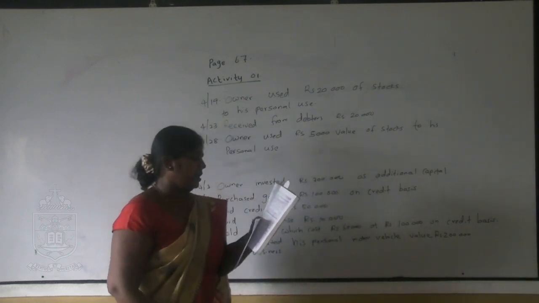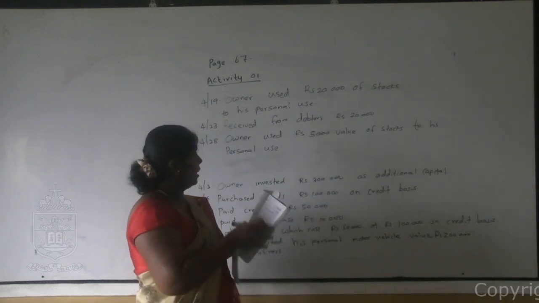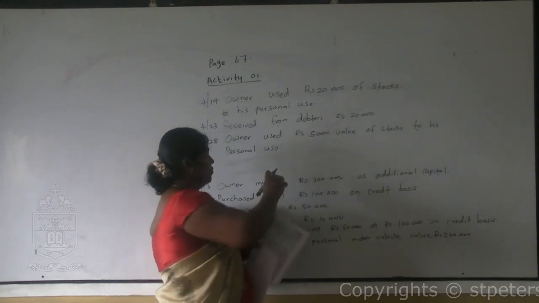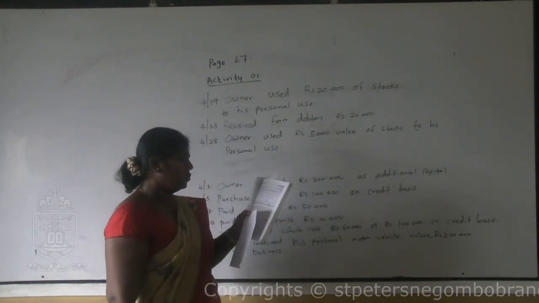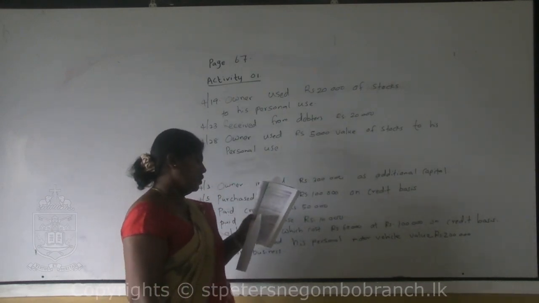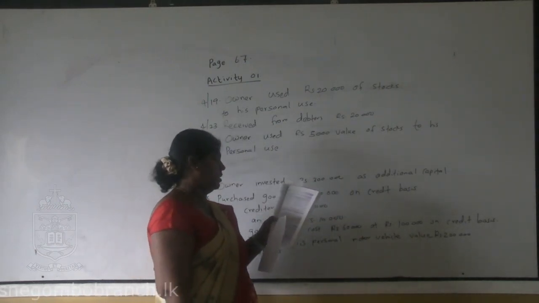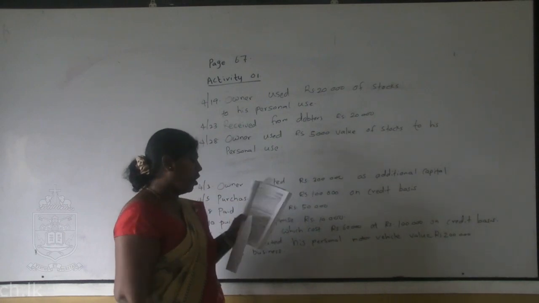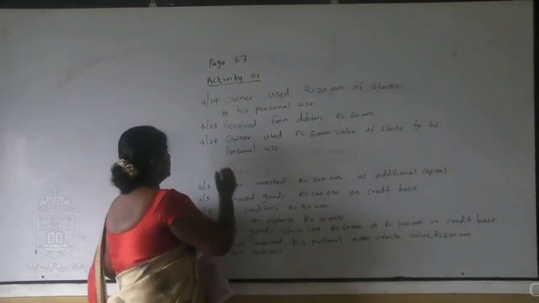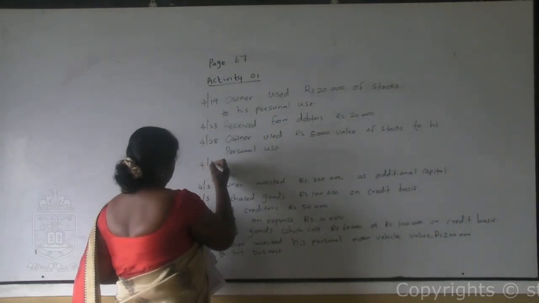So that is regarding 28th of April. That means he used 5,000 value of goods for his personal use. But he cannot use money as drawings. You always keep it in your mind. Next one, 30th of April.